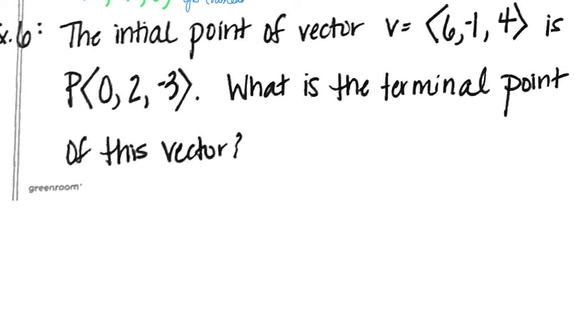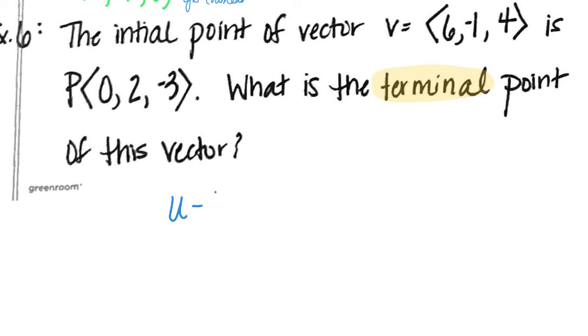So the last question is kind of a funny question, but you guys will do fine with this. They're asking us to find the terminal point of this vector. Well, remember, we're taking terminal minus initial. So I'm just going to set up the first one right now. If I take terminal, we don't know what point. We have V, so let's just call it U.